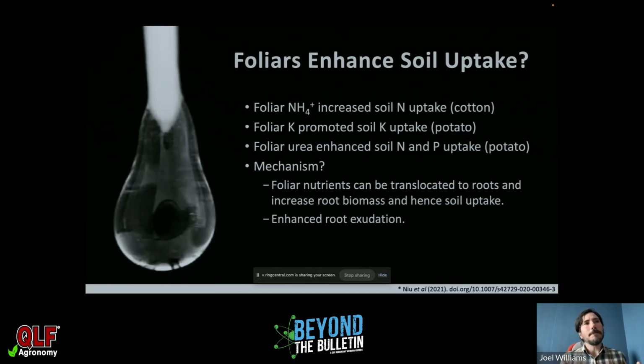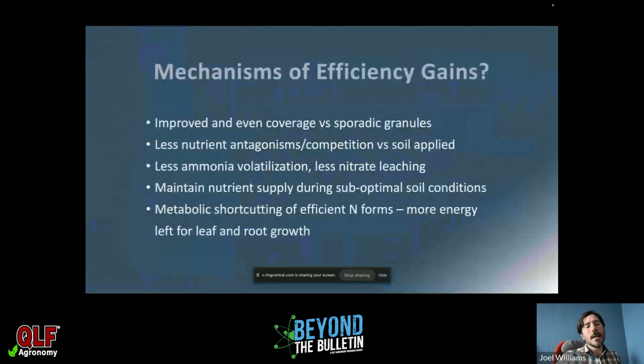We're trying to help the plant. We're trying to apply small targeted amounts directly into the leaf, bypassing the soil to prevent those losses, but nonetheless helping the plant acquire nutrition from the soil. And that's the important mechanism. So that's where foliars can be more efficient. There's a couple of different ways in which this plays out.